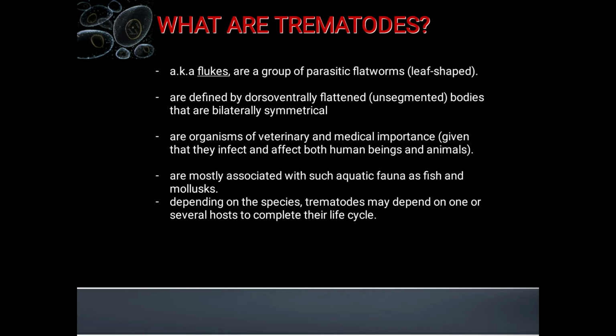These organisms are so-called organisms of veterinary and medical importance. Why? Because they infect and affect both human beings and animals, usually human beings and pigs. Trematodes are mostly associated with aquatic fauna such as fish and mollusks. And depending on the species, trematodes may depend on one or several hosts to complete their life cycle.